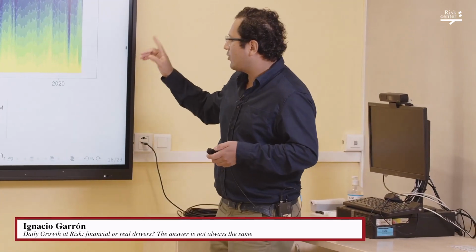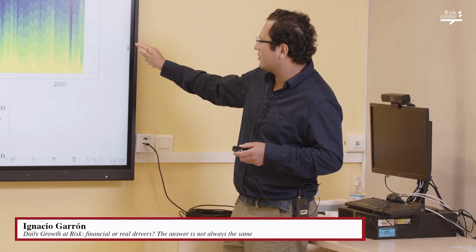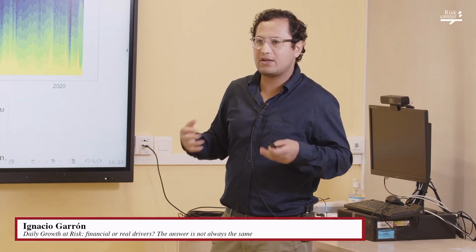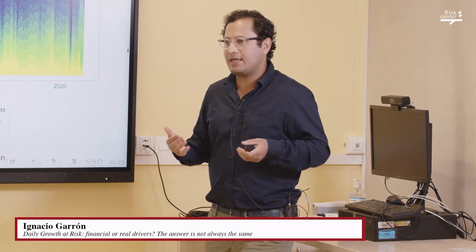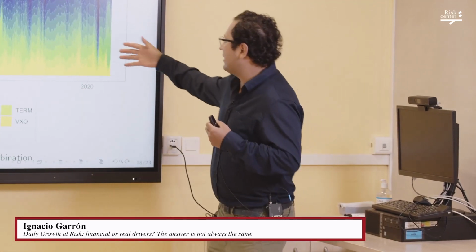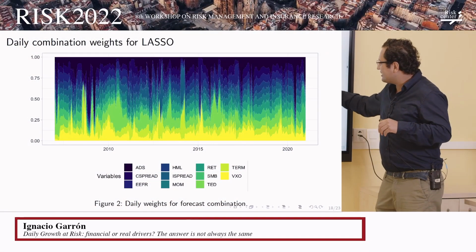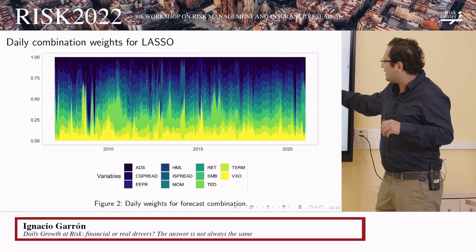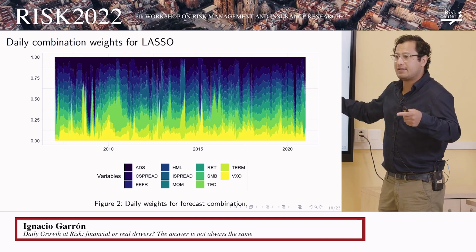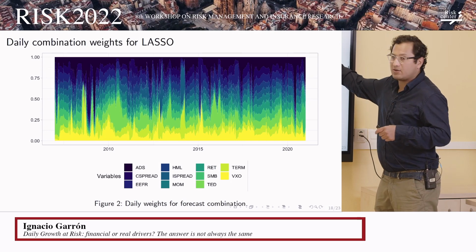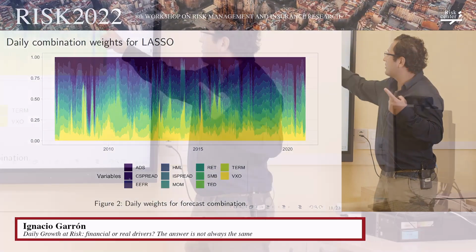But what happens during the COVID-19 crisis? Why do financial indicators not matter? Because the COVID-19 pandemic was mostly a real phenomenon, not a financial crisis, okay? So financial indicators do really badly at predicting the onset of it. But what happens with the ADS indicator, which is the only real indicator?